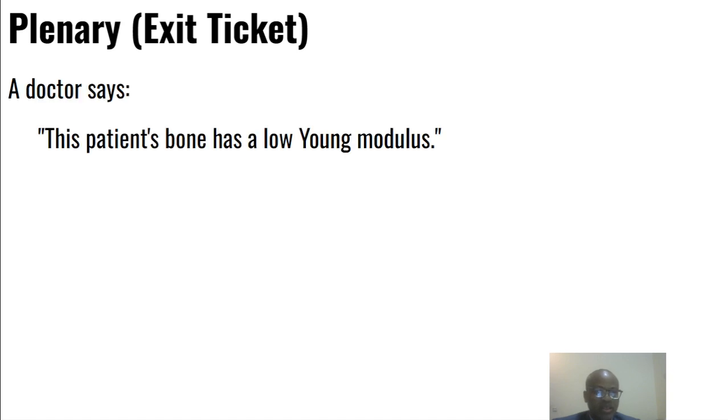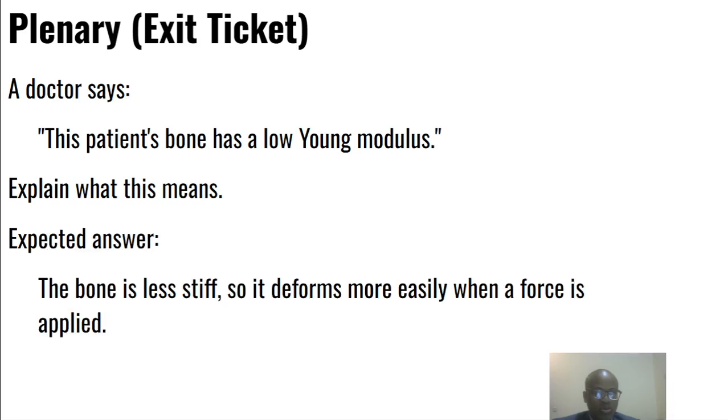All right, finally, let's answer this question on Isaac ticket. I want you to quickly send me your answers on the chat box. The doctor says this patient's bone has a low Young modulus. Explain what this means. I'll pause the video and you type in your answer. But I know that your answer should be close to this. And it's very simple. The bone is less stiff, so it deforms more easily when a force is applied.